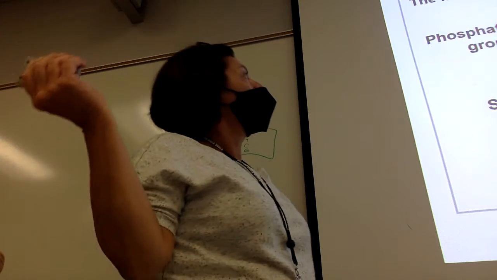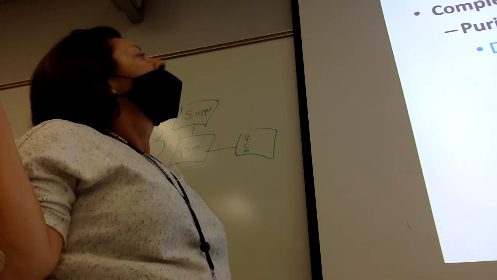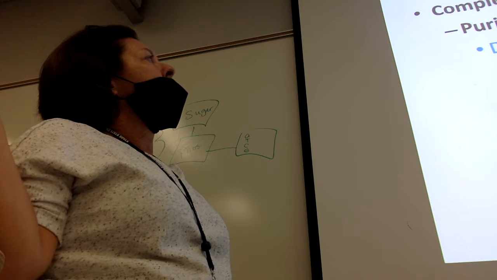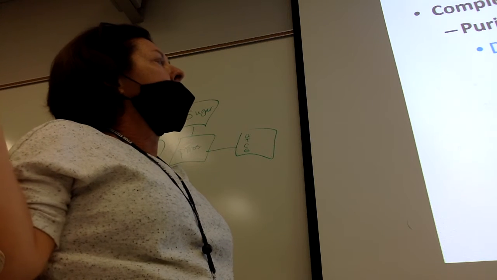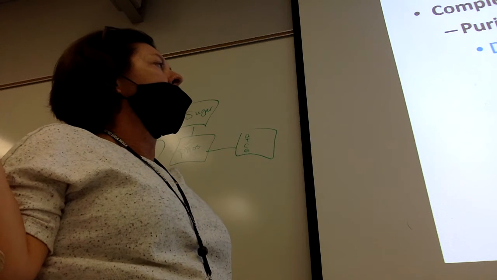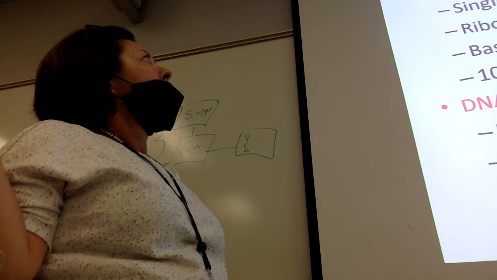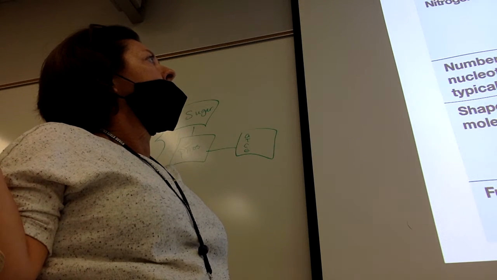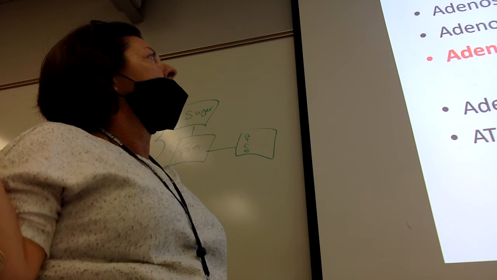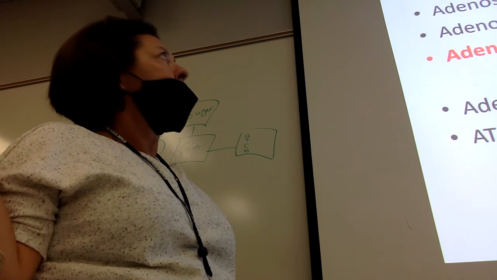These are what pairs together: adenine, thymine, cytosine, guanine. Uracil replaces thymine in RNA. Double helix. There is one other thing. There is one thing on this slide that you need to know.